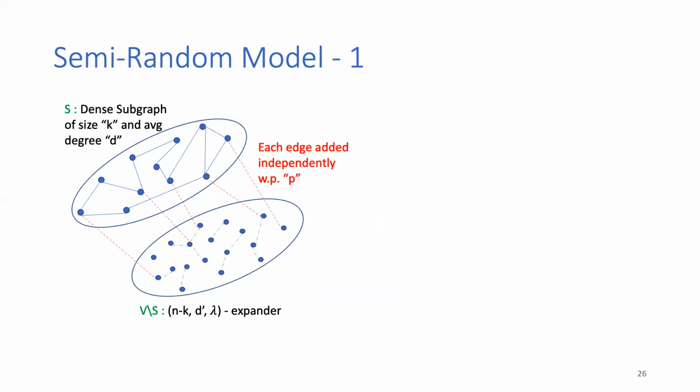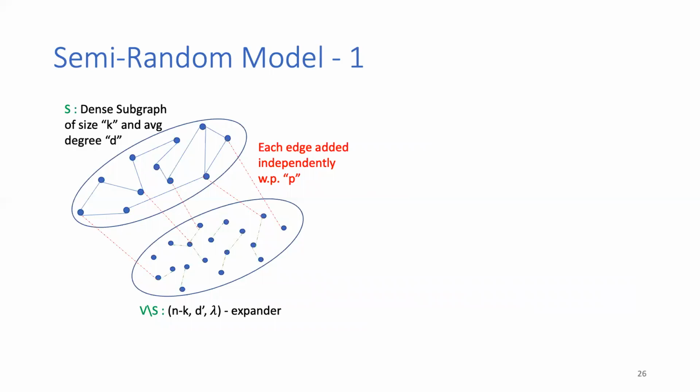The two semi-random models which we consider in our paper are as follows. In the first, which is an intermediate model, S is some dense subgraph of size k and average degree d. S cross V minus S is a random graph: each of the pairs in S cross V minus S is added independently with probability p, and V minus S is an expander graph. So it is not a random graph, but it is an (n minus k, d prime, lambda) expander. What do I mean by this?